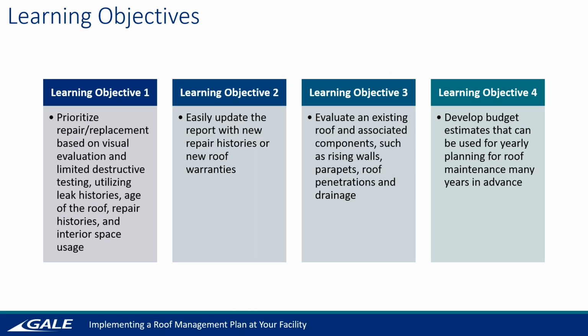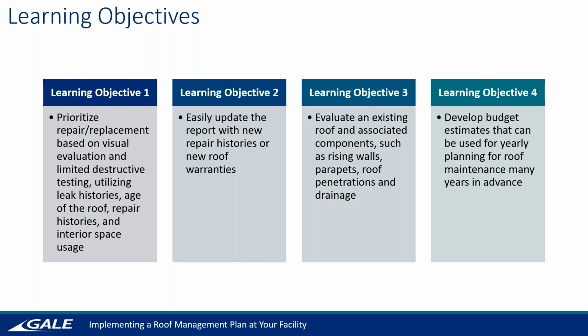The learning objectives that we want to try to cover here today, number one, is to be able to prioritize your repair or replacement issues on your facility based on a visual evaluation and some limited destructive testing. We'll talk a little bit about that in the presentation. And utilizing any type of leak histories, the age of the roof, your repair histories that you might have tracked in your facilities, and the interior space usage.